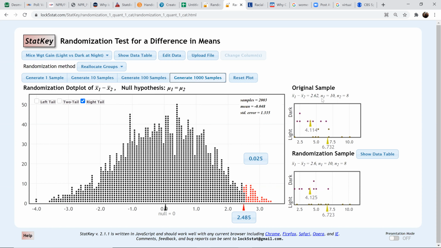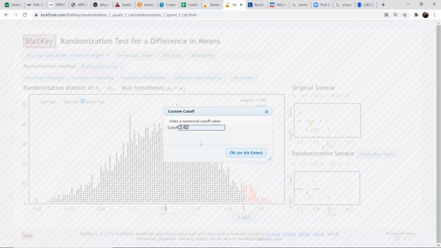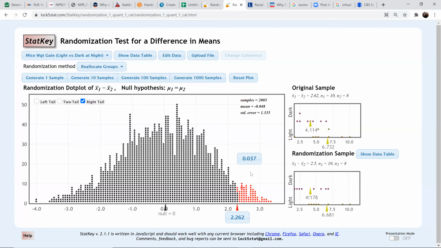And the chance that I get something like this, 2.262, let's just change that to 2.262, about 3.7%. So could it happen? Yes. Is it likely to happen? No. But for us in this data set, 2.262 has a p-value of about 0.037. So it's unlikely that you're going to get something like this by chance. Could it happen? Yes.